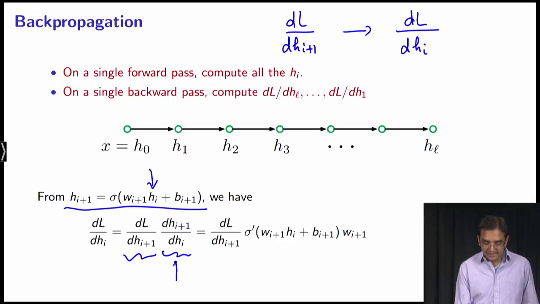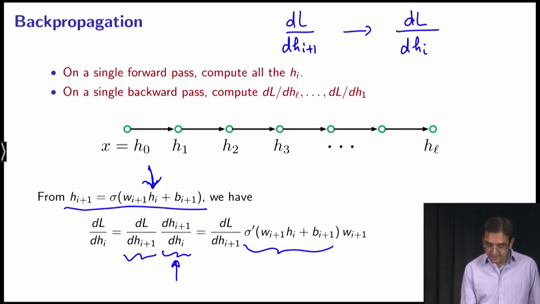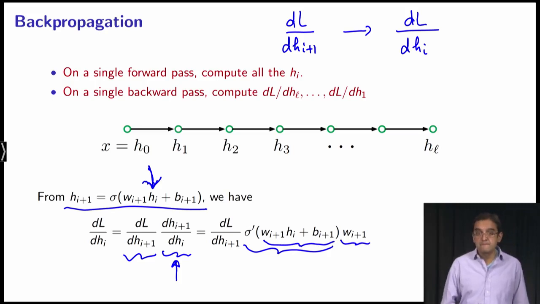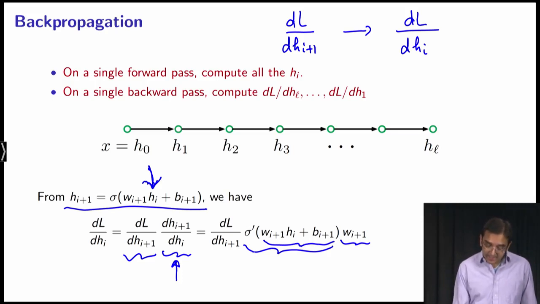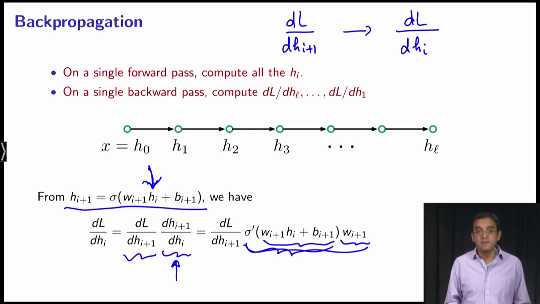And the second term is something we compute directly from this equation. It is the derivative of sigma at that specific point, Wi plus 1 Hi plus Bi plus 1, times the derivative of this inside portion with respect to Hi, which is Wi plus 1. Okay. And again, all these terms on the right over here are things we already have.